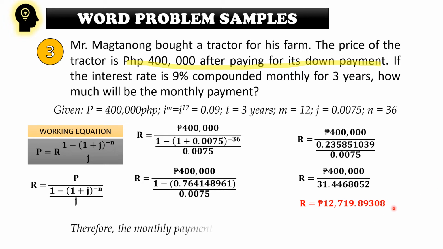Okay? So therefore, the monthly payment will be 12,719.89308 or simply 12,720 pesos kapag ni-round off natin to the nearest ones. Kapag gusto natin ng whole number. Okay? And with that, we already solved the problem.